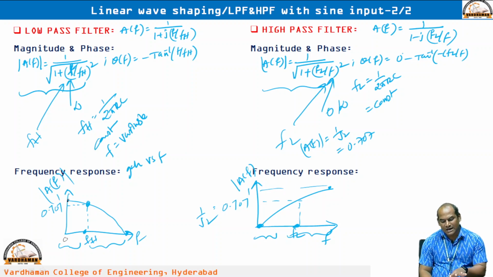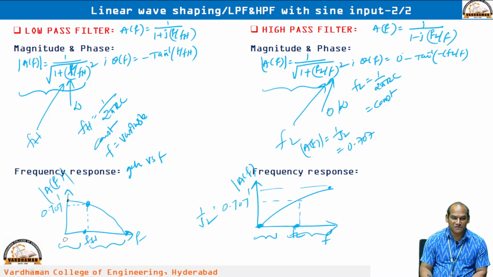Now, with this concept I am going to define the higher cutoff frequency and lower cutoff frequency. So, see carefully, in case of the low pass filter, now I am going to define the higher cutoff frequency. The higher cutoff frequency fH is the frequency at which the gain is 70.7% of the maximum gain. What is the maximum gain? 1. So, out of 1, 70.7% of the maximum gain is available for the circuit at this particular frequency.